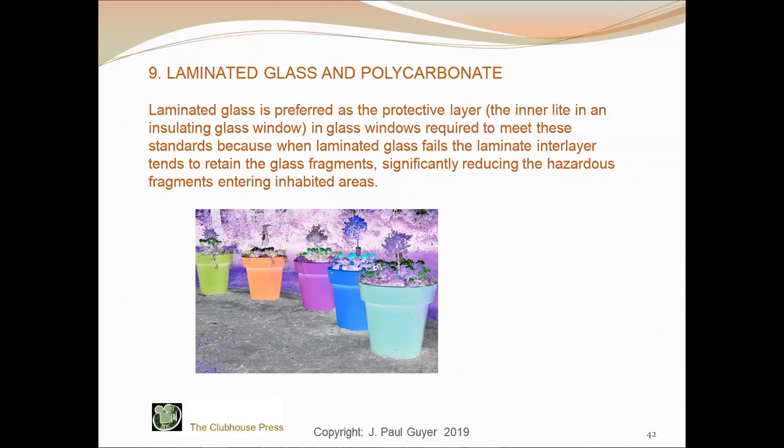Another glazing system that might be appropriate is wired glass, because with wired glass, the wire embedded in the glazing holds the glass in place within the frame and prevents it from becoming shrapnel. But wired glass has the drawback that you can't see through it, generally speaking. It's not really that transparent. And so the laminated glass with a polycarbonate layer is often the best practical glazing to use for protection against explosions.